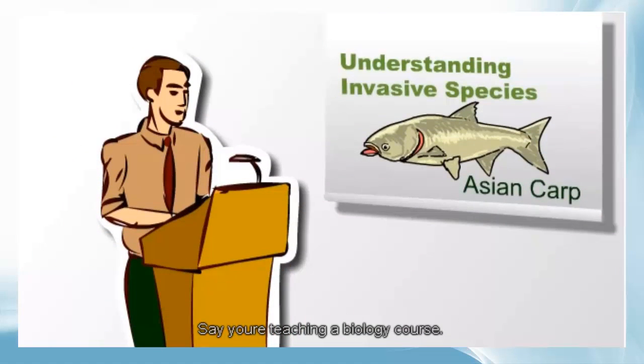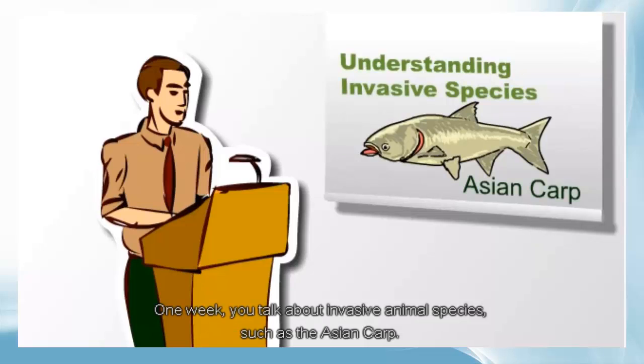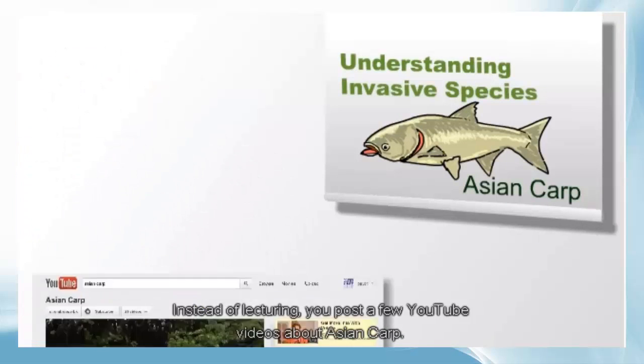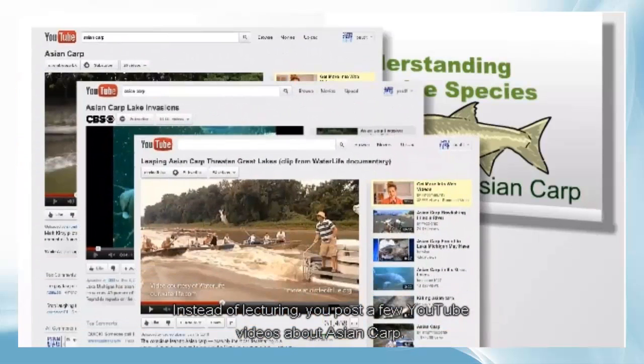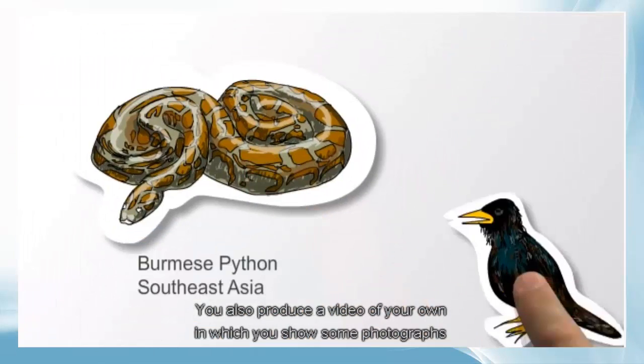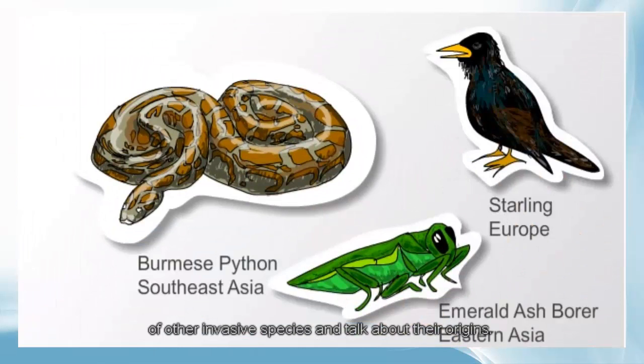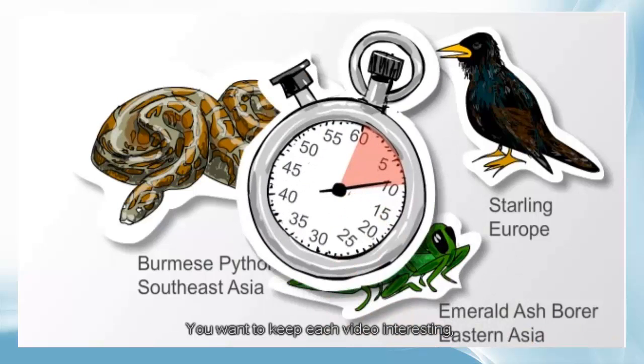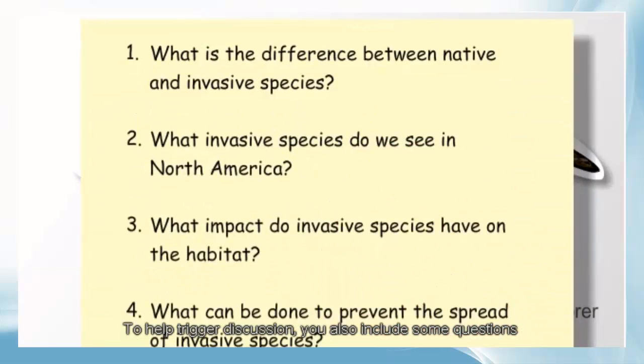Say you're teaching a biology course. One week you talk about invasive animal species, such as the Asian carp. Instead of lecturing, you post a few YouTube videos about Asian carp. You also produce a video of your own in which you show some photographs of other invasive species and talk about their origins. You want to keep each video interesting, so you keep them under 10 minutes each. To help trigger discussion, you also include some questions that you will be asking students to think and talk about during your next class session.